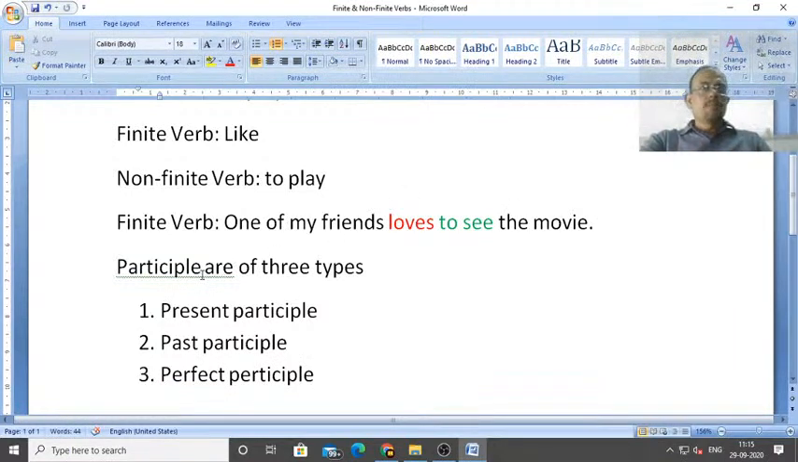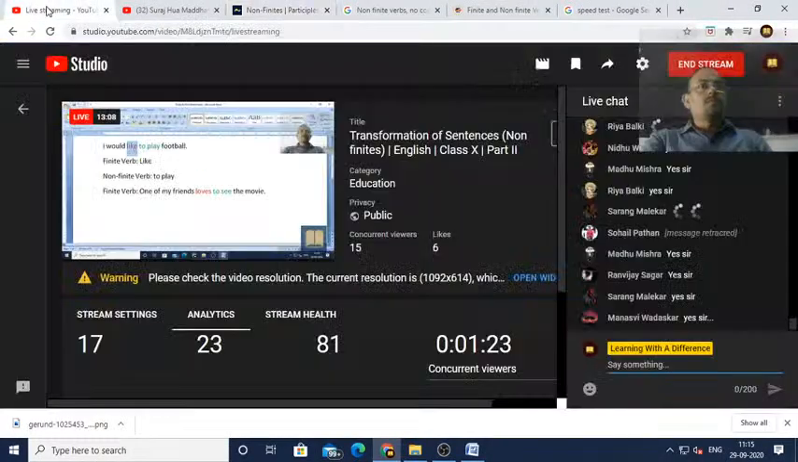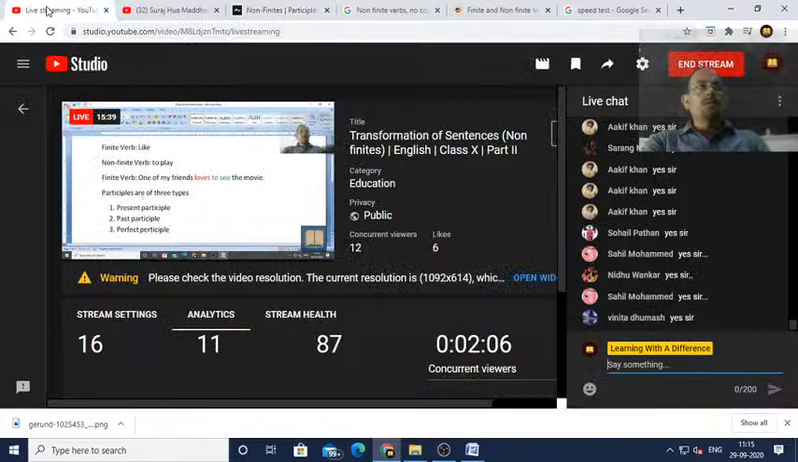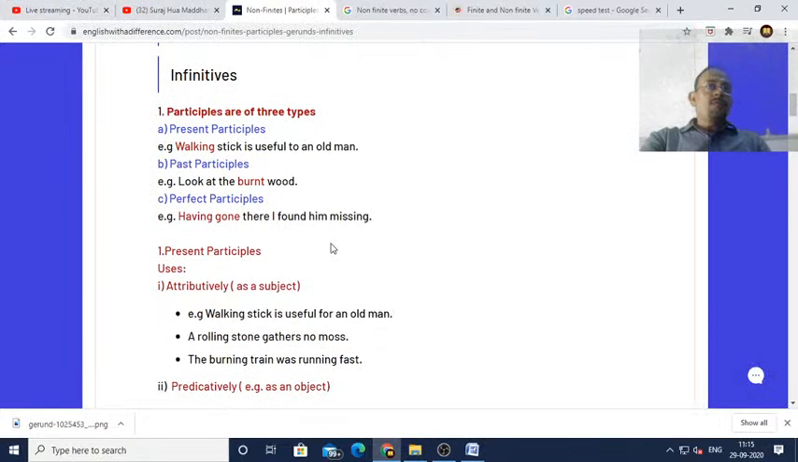You always remember, participles are of three types. So which are these types? They are present participle, past participle, and perfect participle. Okay, now it's clear. Now let us first study one example each of the different types of participles.